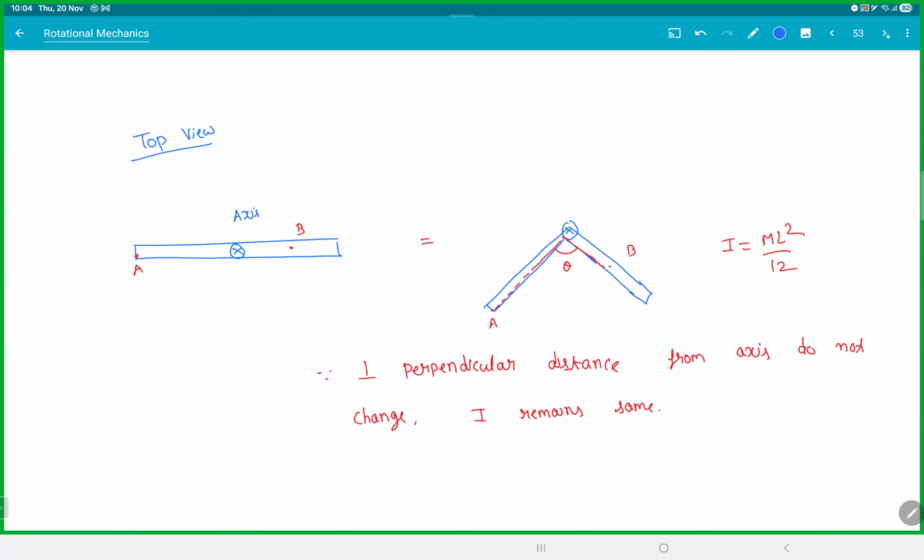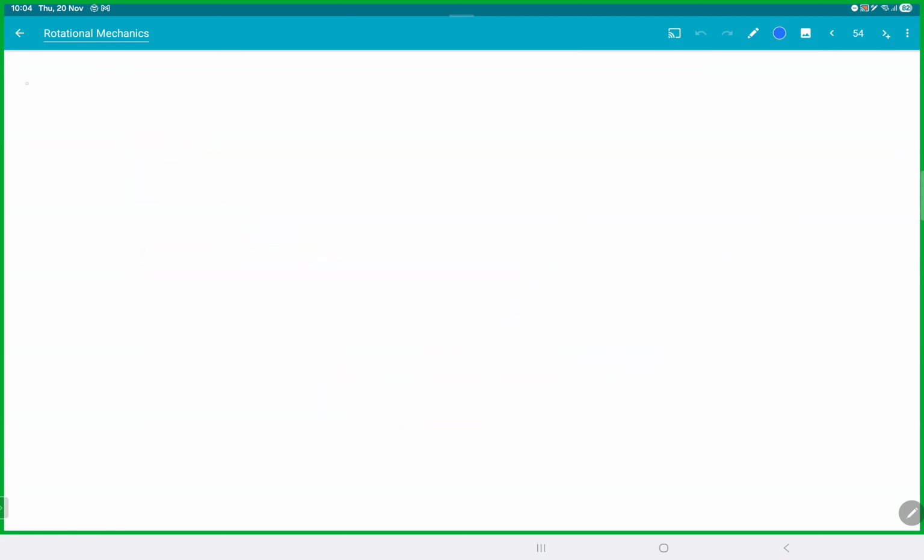Clear with that? The next shape is an arc. I think this is one of the easiest shapes. So if you take an arc, again top view, do you remember the center of mass of an arc? 2r sine theta by 2 by theta. So if this is theta, this is mass m and this is r, and this is your axis of rotation, you can clearly see all points are equidistant. I is equal to mr square. There's no need to integrate.